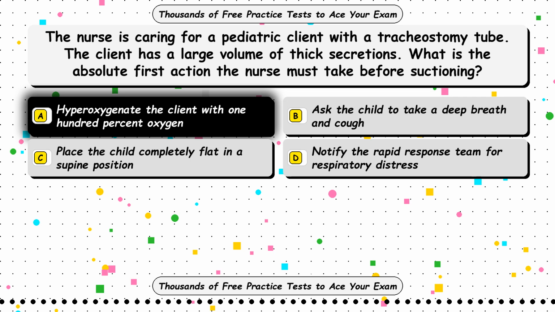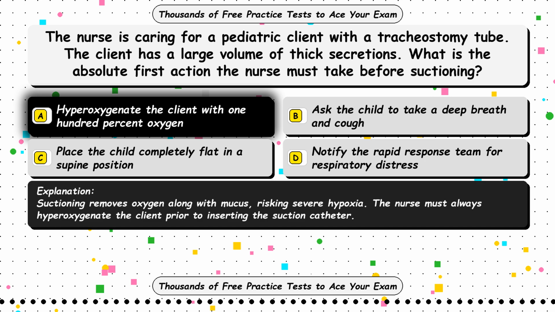The correct answer is option A, hyperoxygenate the client with 100% oxygen. Suctioning removes oxygen along with mucus, risking severe hypoxia. The nurse must always hyperoxygenate the client prior to inserting the suction catheter.